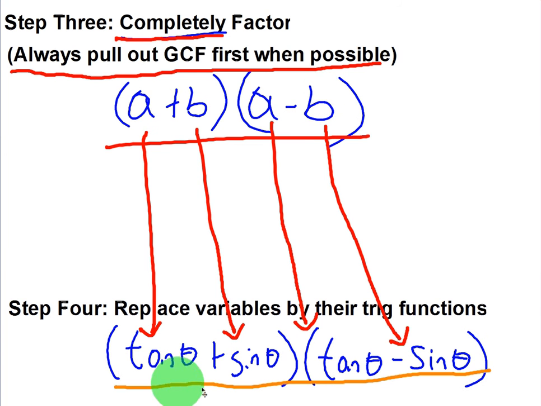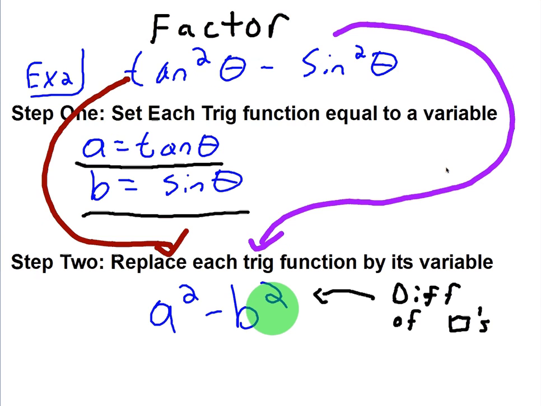So now I'm just going to replace them back with our trig functions. We said A was equal to tangent of theta, and B was equal to sine of theta, so they were replaced as such. My final answer is parentheses tangent of theta plus sine of theta, parentheses tangent of theta minus sine of theta. That is the factored form of tan squared minus sine squared.